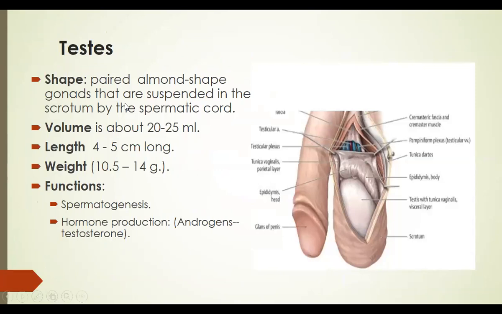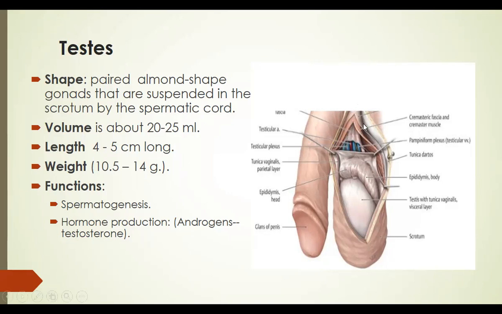Now coming to the primary, the main organ, that is the testis. Here you can see this is the testis, and this is the scrotum. The testes are paired, almond-shaped gonads that are suspended in the scrotum by the spermatic cord. As you know, almond shape means oval shape, and paired because they are on both the right and left sides, suspended from above by the spermatic cord.